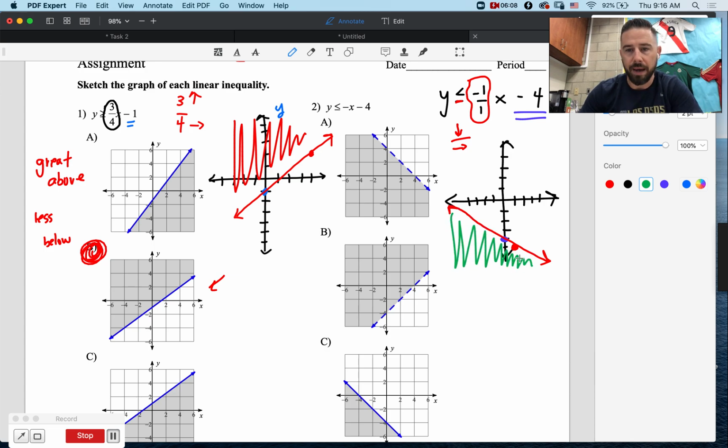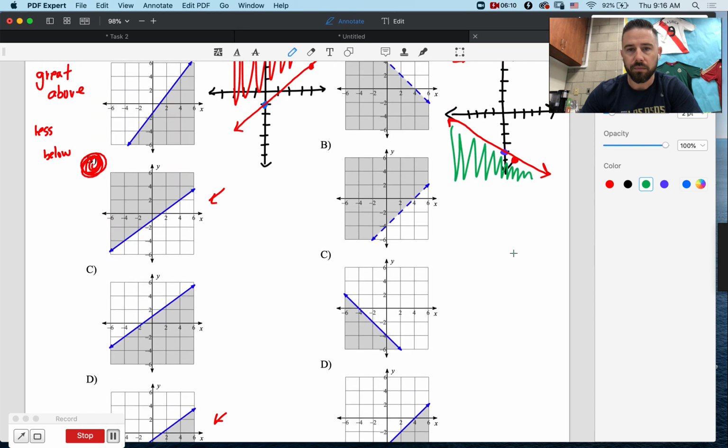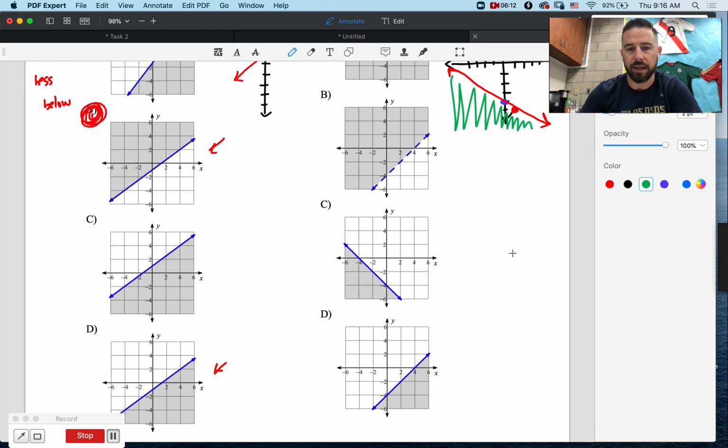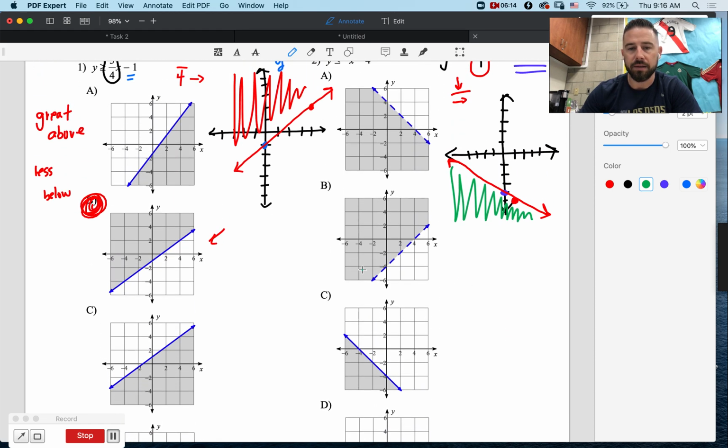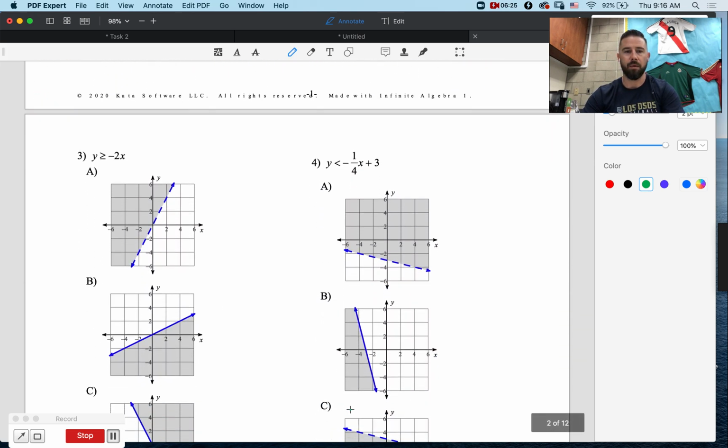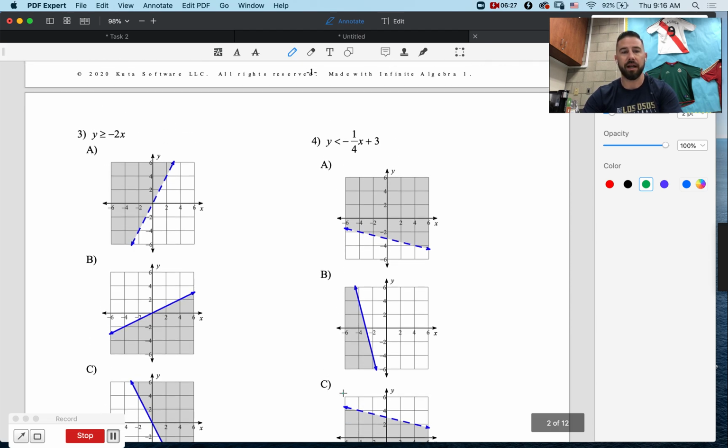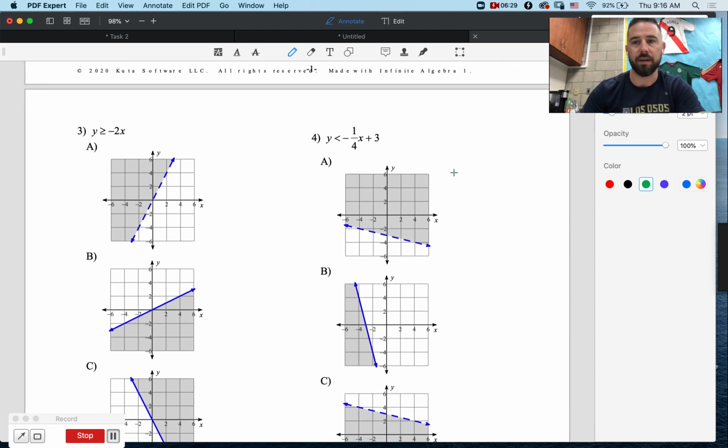So now we got to try and match. Which is the one that looks like it? It looks like C, right? C is the match. Okay. Let's come over here to 3 and check out 3. Now this one looks a little different.